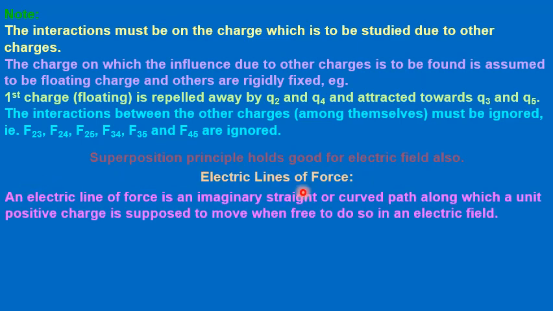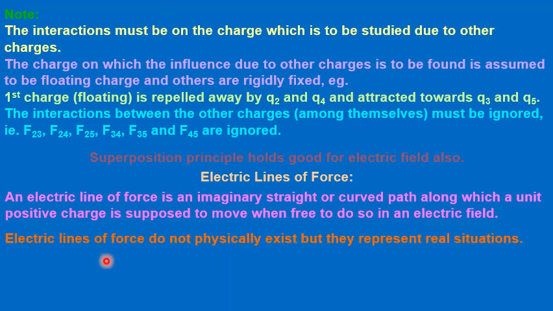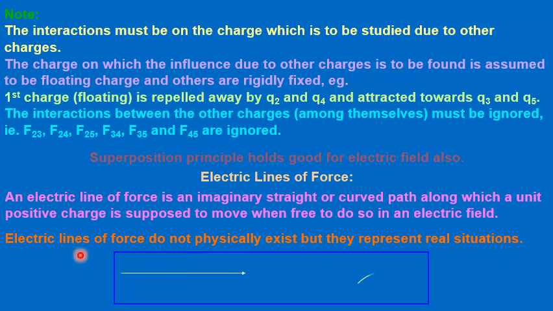Electric lines of force. An electric line of force is an imaginary straight or curved path along which a unit positive charge is supposed to move when free to do so in an electric field. Electric lines of force do not physically exist, but they represent real situations. As we can see in this diagram, these are electric lines of force. E vector.